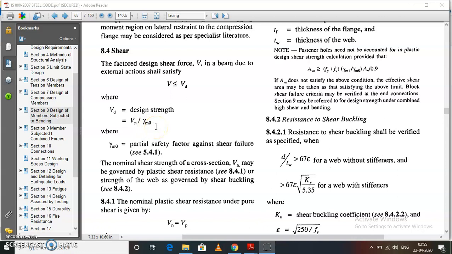If the calculated shear force on the beam V is less than or equal to 0.6 times Vd, then we have to use MD equal to beta B ZP Fy by gamma M naught for the calculation of bending strength of the beam. If V is greater than 0.6 times Vd, then we have to calculate the bending strength of the beam using the formula MdV, clause 9.2.2. So that is the main difference.